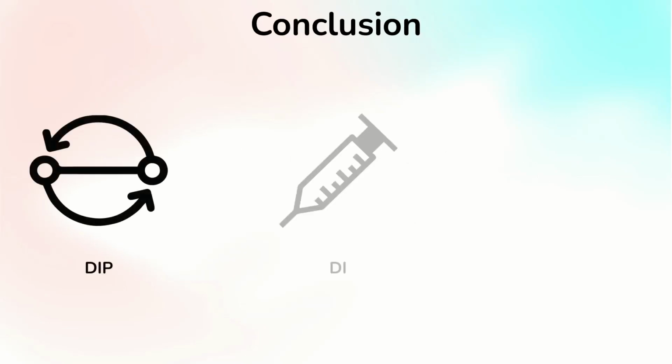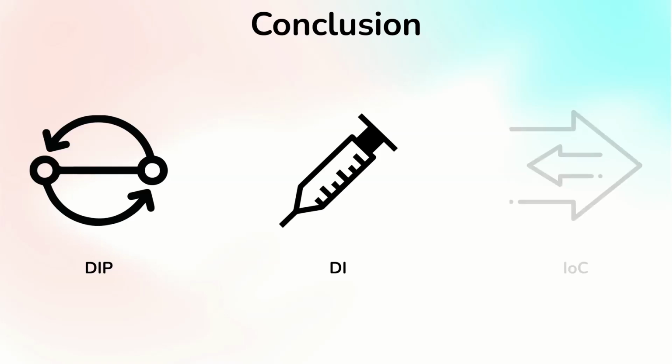Let's conclude with a brief recap of dependency inversion principle, dependency injection, and inversion of control, as they work together effectively to minimize coupling. However, it's important to note that they are not the same thing. Dependency inversion principle states that high-level modules should not depend on low-level modules, but both should depend on abstractions. This promotes loose coupling and modularity in the code base.